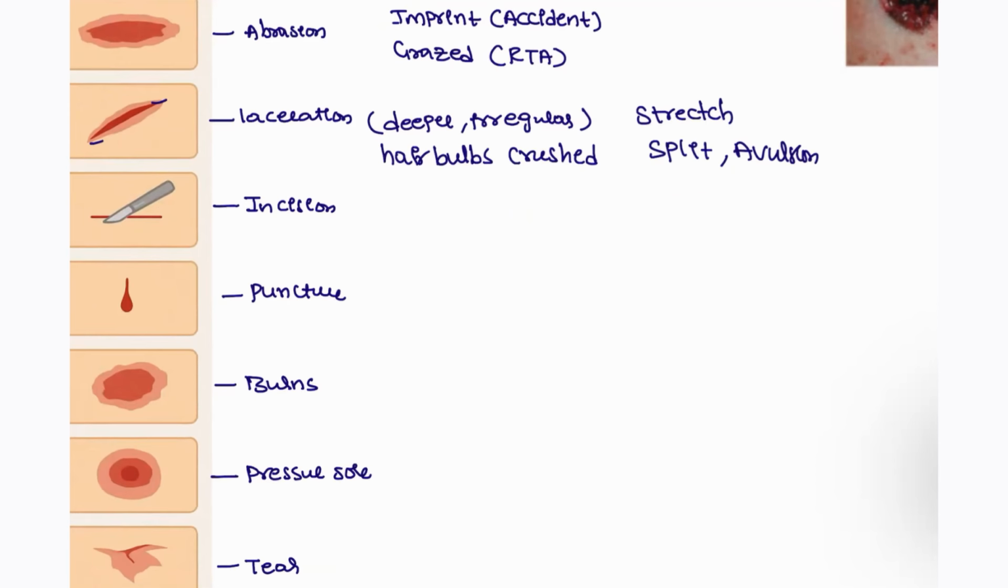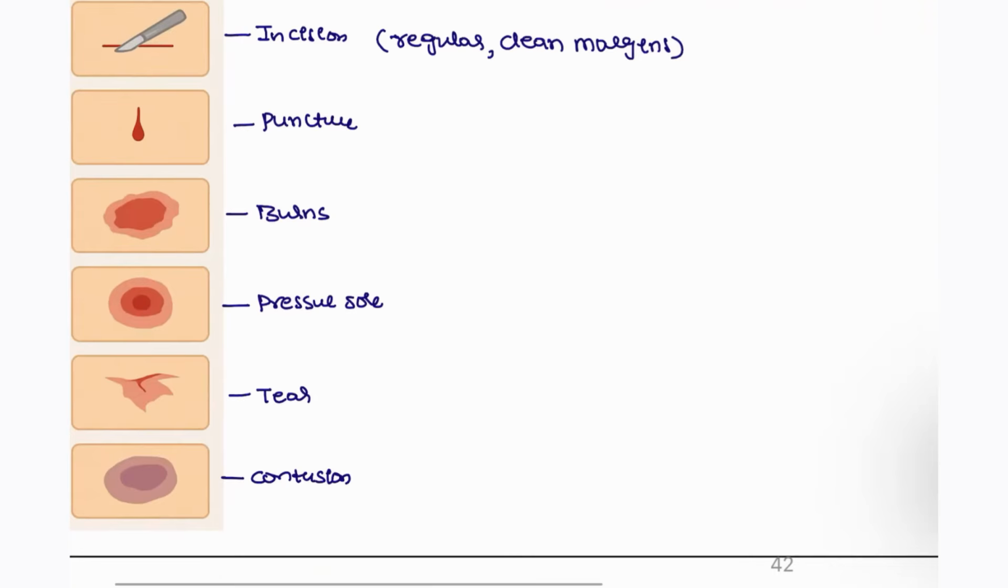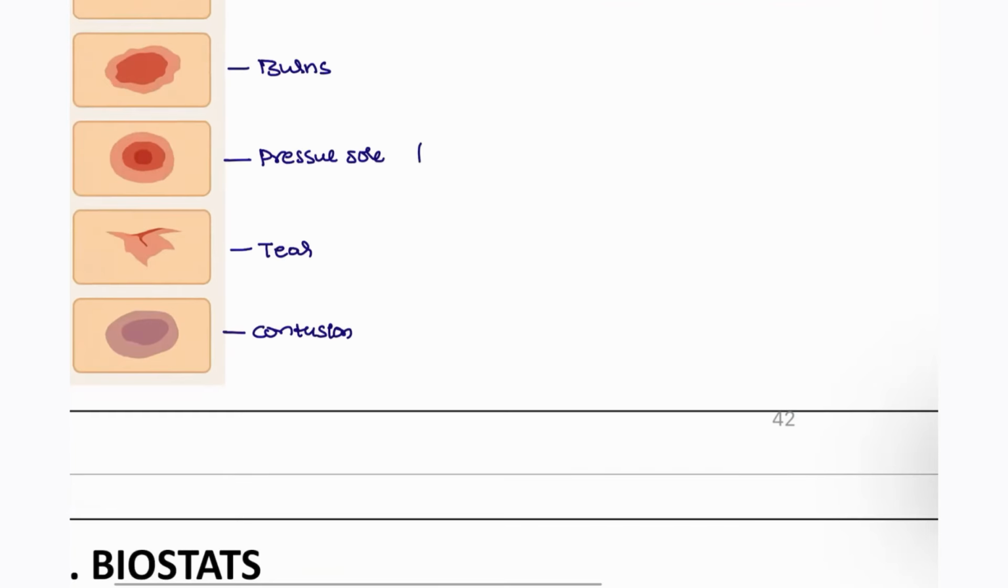So incision will have the regular, clean margins. And puncture wound, only the small pinpoint will be seen. Burns, just above we discussed. Pressure sore, this is due to limited activity, and according to the grading, it can be subcutaneous also. Tear, this is due to friction.